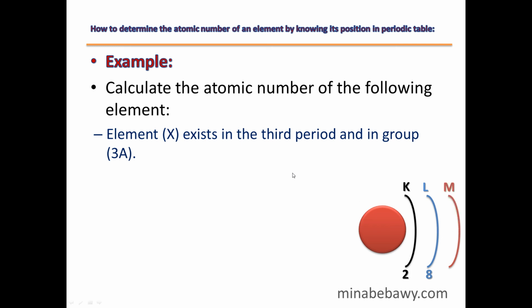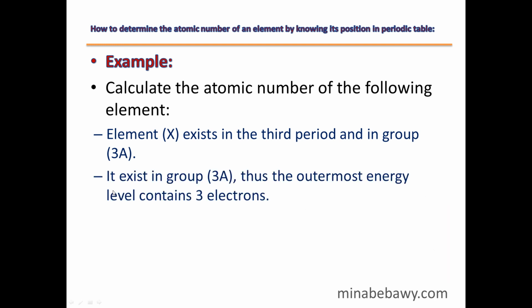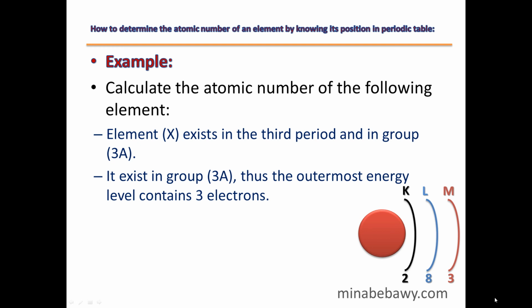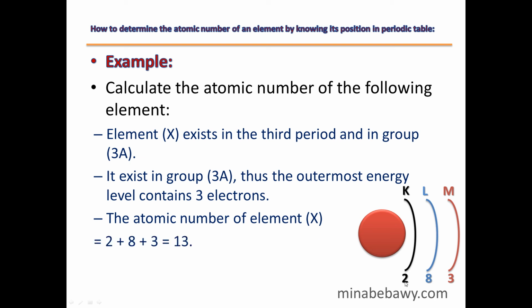Because this element is found in the third period, it contains 3 energy levels. And since it exists in group 3A, its outermost energy level contains 3 electrons. So the atomic number of element X equals 2 plus 8 plus 3 equals 13. This element is aluminum.